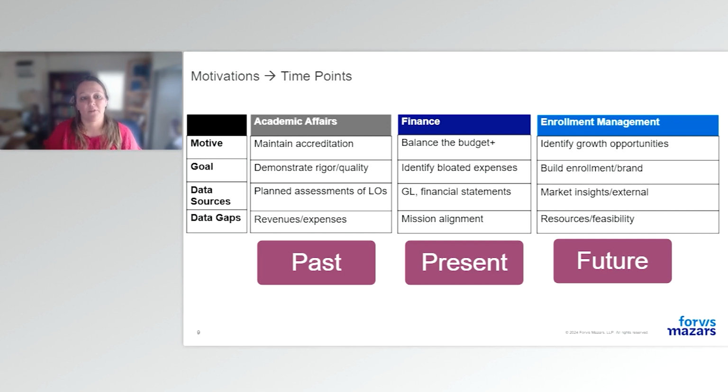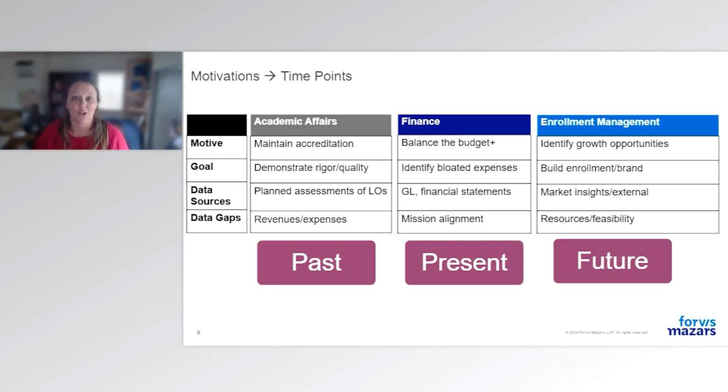And for that reason, much of the review that we do in academic affairs is really focused on demonstrating past rigor. Now, the finance office is typically motivated to balance the budget and maybe even generate a little bit of margin for the institution. So their goal is typically to identify bloated expenses.